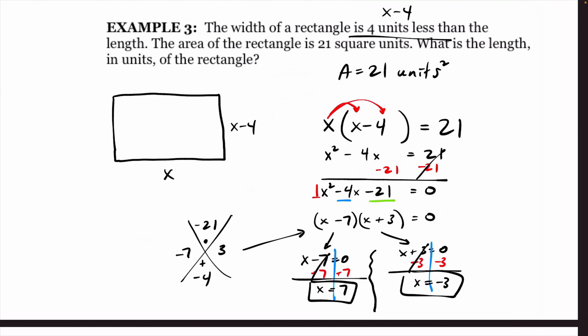The length is the long side, right? The length is the long side, this part right here. So what is the length of this rectangle going to be? 7, yeah, it's going to be 7. Is it going to be negative 3? Could there be two answers? Because I got negative 3 as an answer. That's right, I did the math right. Negative 3 is an answer. But what's wrong with that in our question?